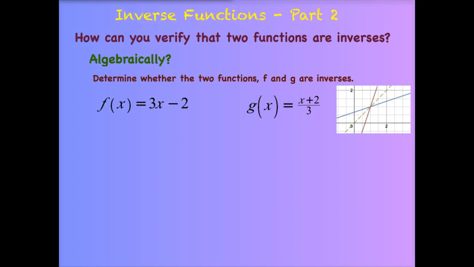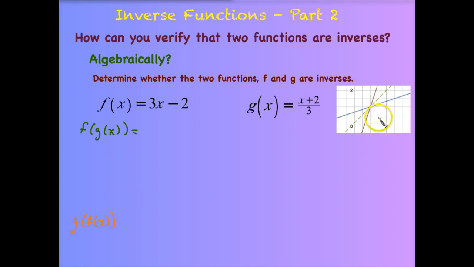So we want to determine whether the two functions f and g are inverses. You've had some experience now composing functions. We're going to do two compositions of functions here in order to prove that these functions are inverses. The first composition will be that we'll take f of g of x and we'll see what we get. The second composition will take g of f of x and see what we get here.